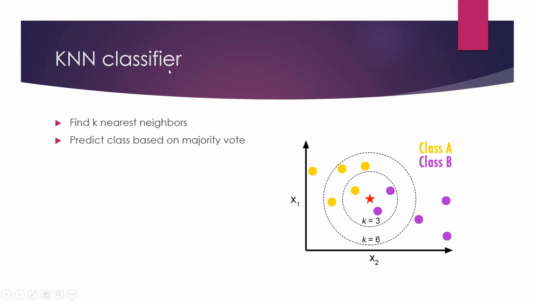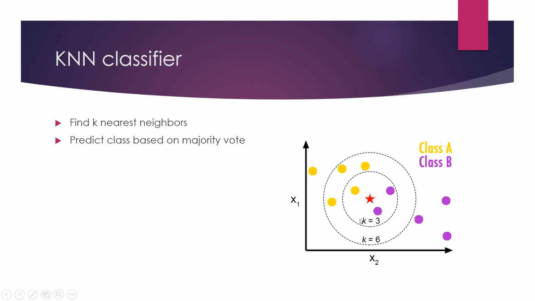So the next classifier is the k nearest neighbors classifier. This classifier basically finds the k nearest neighbors to the particular data point for which we have to determine the class, and then assigns the class which is the majority class among those k nearest neighbors. Let's take an example looking at this picture: k equal to 3 and k equal to 6, and class A and class B are the classes.